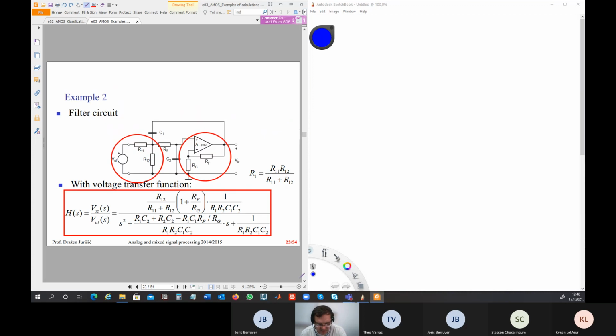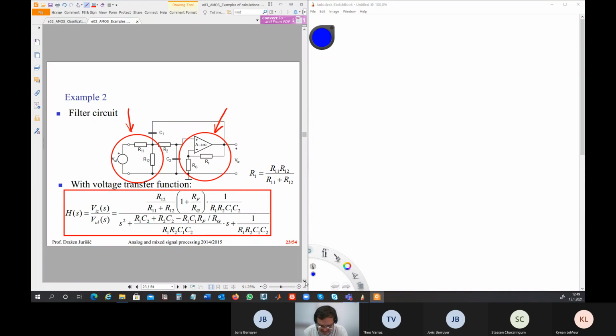Now we want to see how the transfer function of this circuit looks like, and we immediately see that it's too complicated. Now we can simplify this circuit. We can simplify this part here and this part here. This part here we already know can be represented by beta. This is what we were already doing. But this first part is a voltage divider, and this voltage divider can also be replaced by Thevenin. So here we assume that R1 is R11 and R12 in parallel.